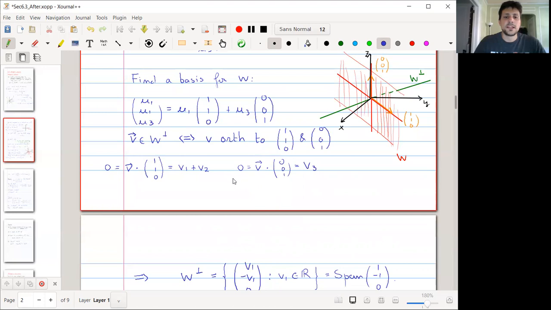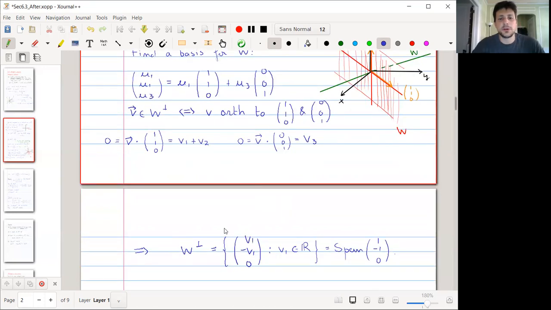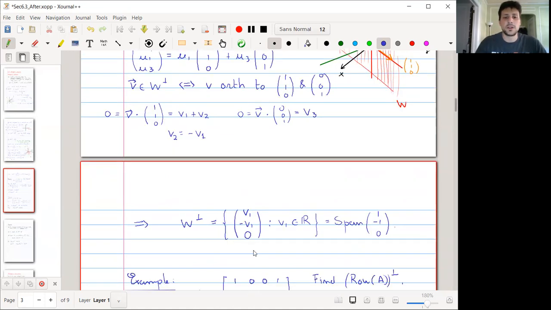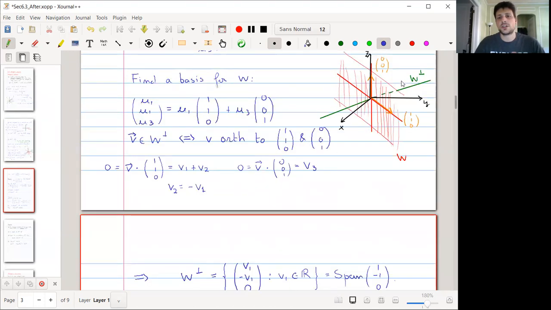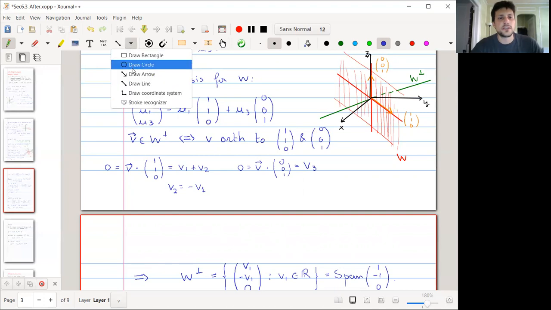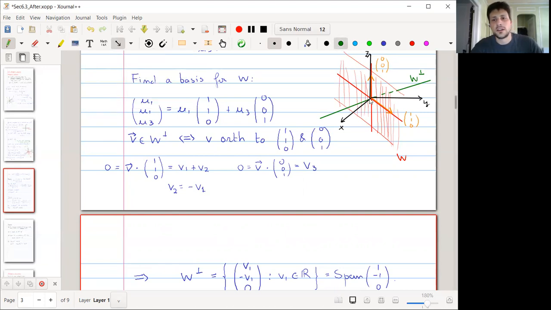So the vectors in W perp look exactly like this. From here, we get that V1 is equal to minus V2, or rather, let me write V2 is equal to minus V1. It's the same, but it fits the writing that I have here. We have V1, minus V1, and then V3 must be 0. In other words, W perp is the span of (1, -1, 0), which, if you draw it in this picture, is exactly this vector.